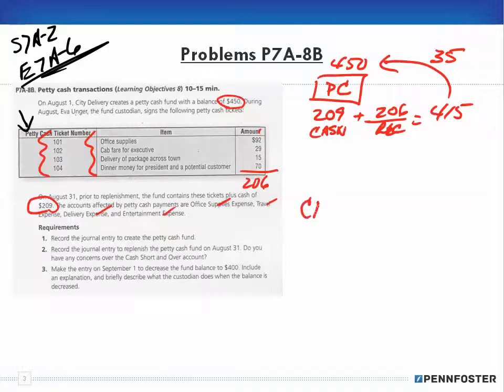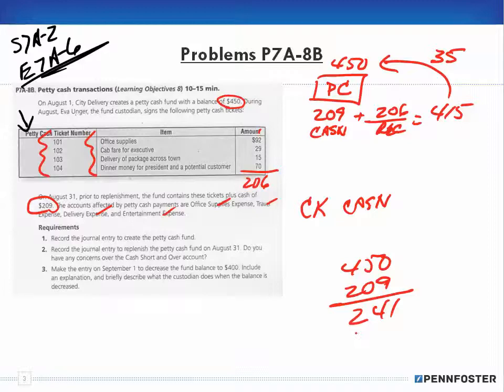So what that means is when you write the check to replenish your cash, you're going to write the check for $206. I'm sorry, $241, right? Because you're supposed to have $450 and you have $209 in the box, right? So that means you need to write a check for $241, right? So you're going to write that check for $241 and you're going to attach those receipts to that check.